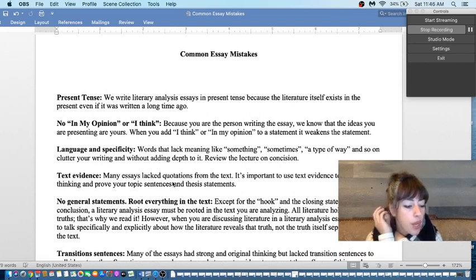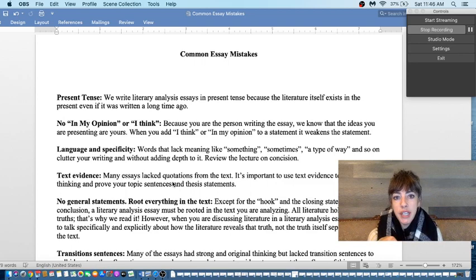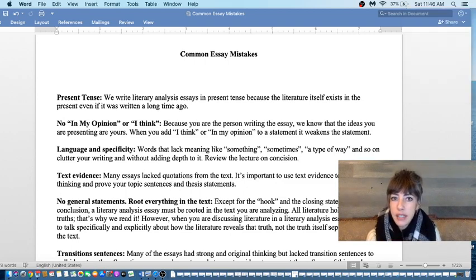Okay, so when we are writing literary analysis essays, we always write in the present tense. So you're not going to say Nathaniel Hawthorne's story, The Birthmark, was about, right? It is about, because although Nathaniel Hawthorne wrote this story many years ago, we are currently reading it now. Literature always exists in the present, even if it was written a long time ago. So you're always going to be using present tense when talking about the text itself.